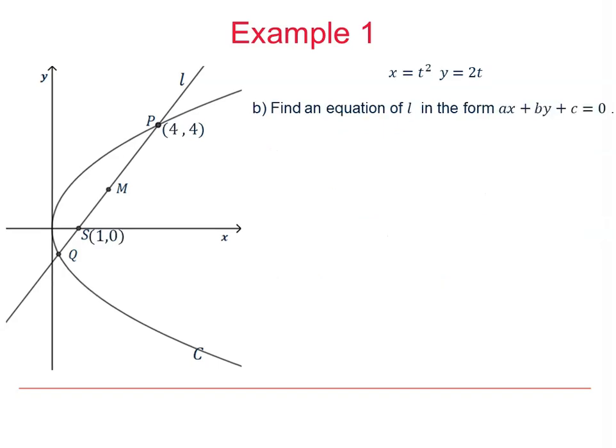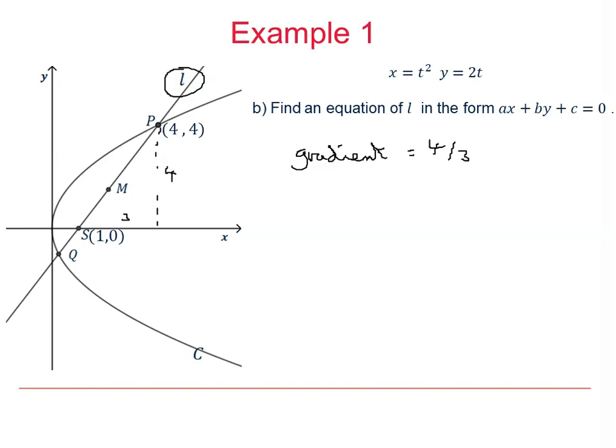The next part of the question asks us to find the equation of the line L which passes through P and S. So this is now just standard straight line equation work. One way we can do it is to work out the gradient of the line from P to S. The height there is 4 and this distance here is 3, so the gradient is equal to 4 over 3.